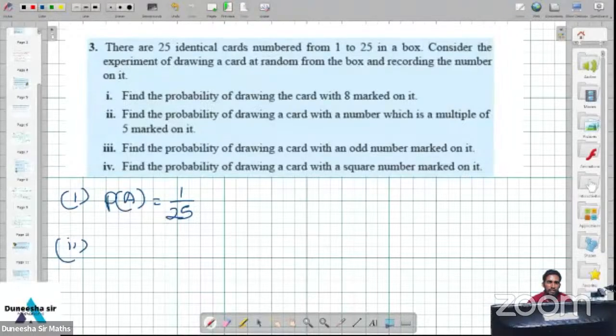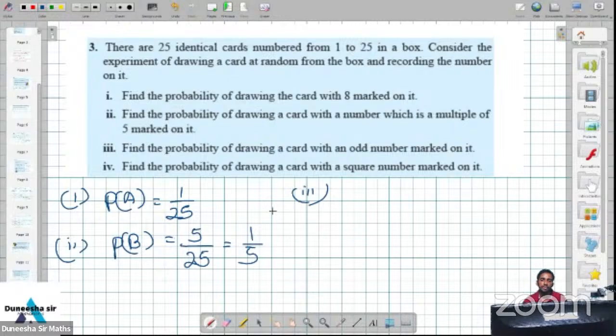What are the multiples of 5? 5, 10, 15, 20, 25. How many are there? There are 5. Then 5 over, what is the sample space? 25. The answer is 1 over 5. Ayatma's answer is correct.